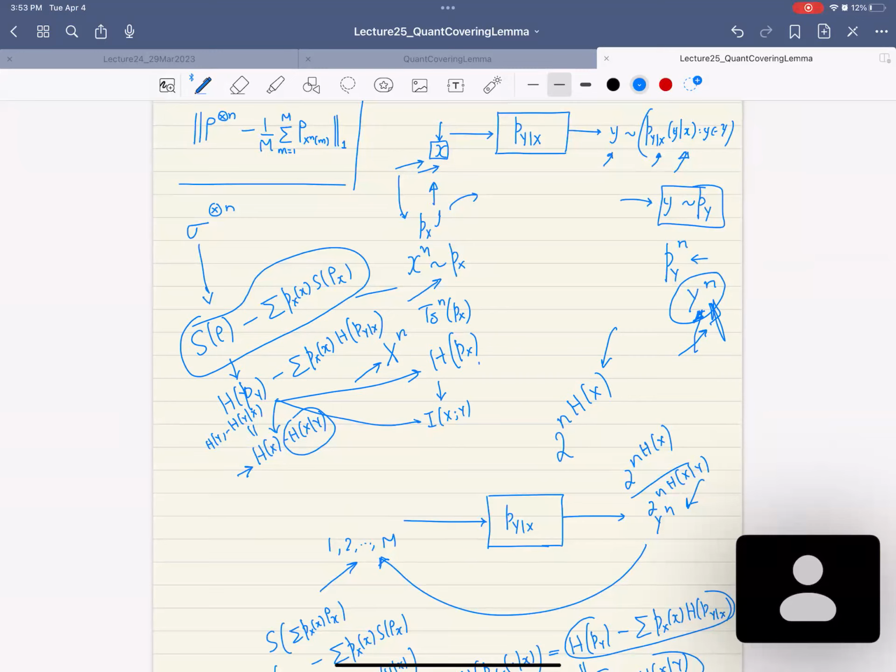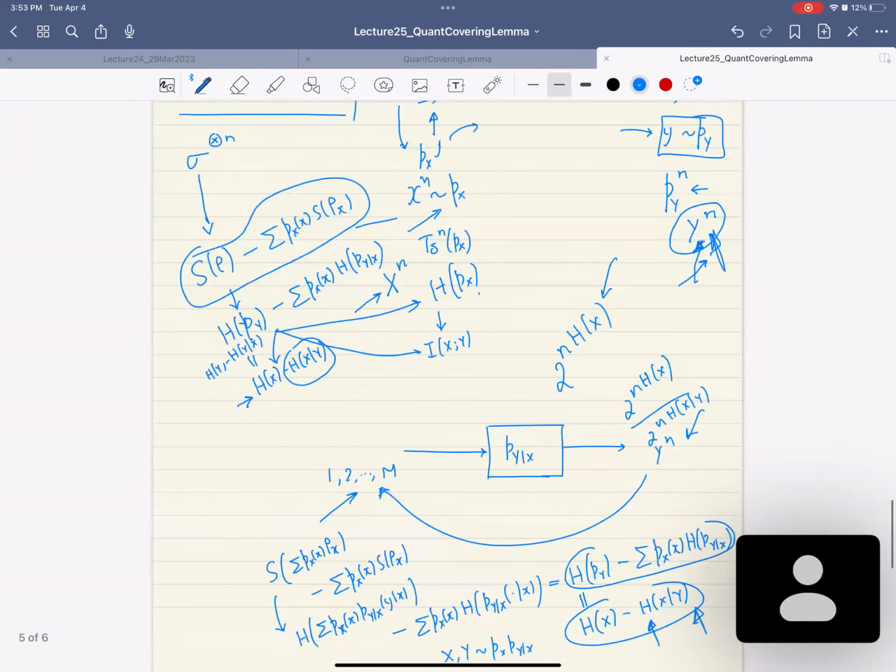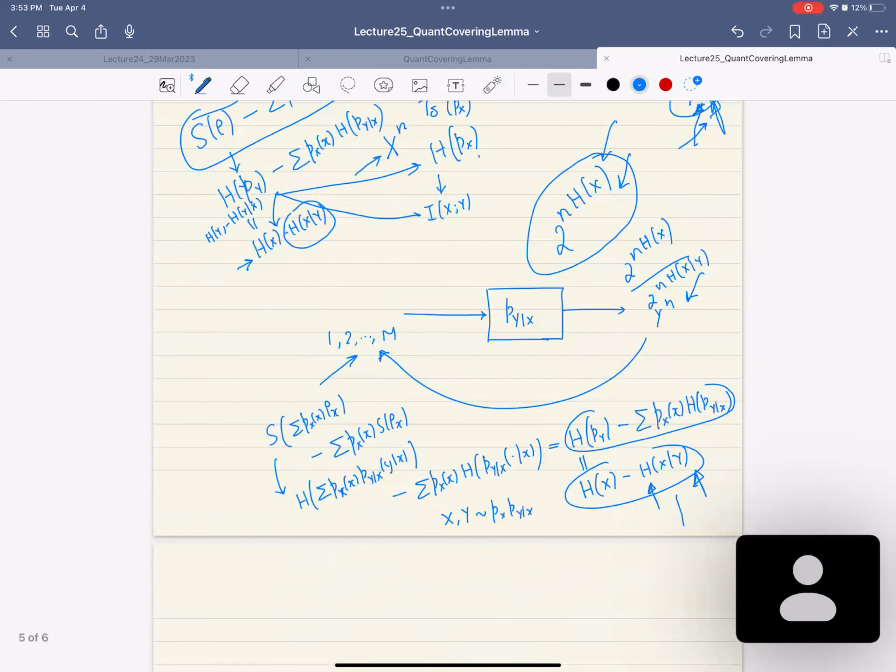Yes. Okay. Now, the question is, suppose I go a little bit above this, what happens? Clearly, if I go to this many sequences, my Y^n will be according to the distribution P_Y. The question is, will it be according to P_Y even if I just go a little bit above this? That's the question.